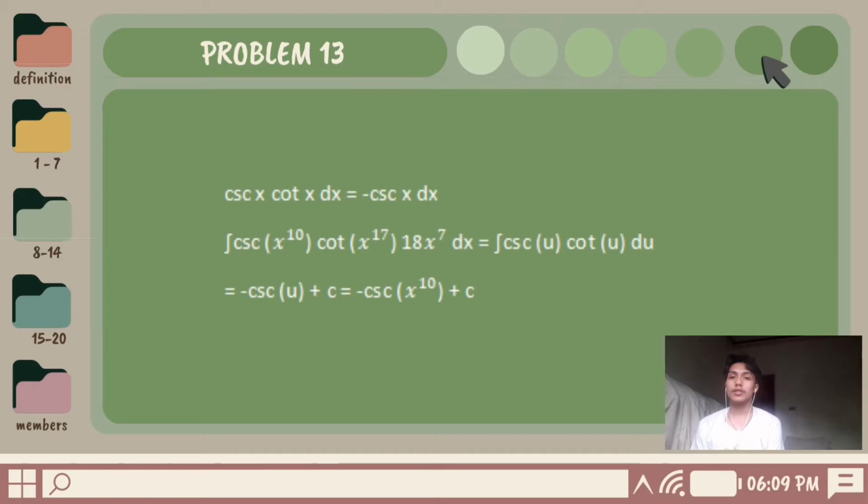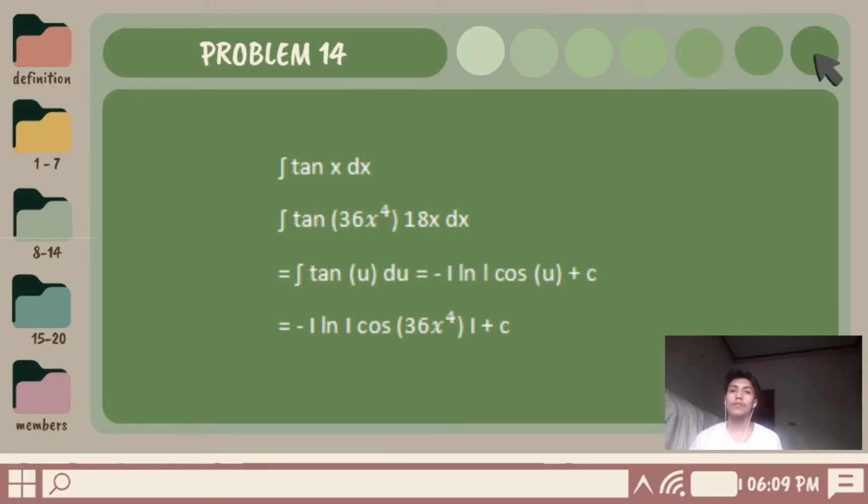For the cosecant x cotangent x dx, our example is the integral of cosecant x raised to 10 cotangent x raised to 10 times 10x raised to 9 dx. For the solution, we have to use the U-Substitution method, where first we will have to get the u, which is almost always the inside function. Therefore, our u will be x raised to 10. Then we have to get the opposite of cosecant x cotangent x, which is negative cosecant. Then our final answer will become negative cosecant x raised to 10 plus c.